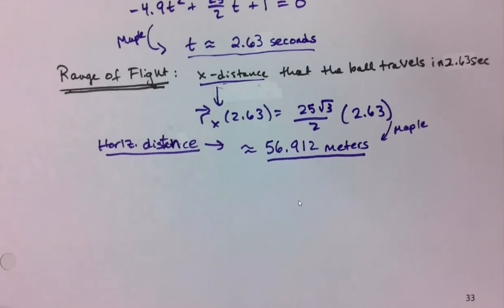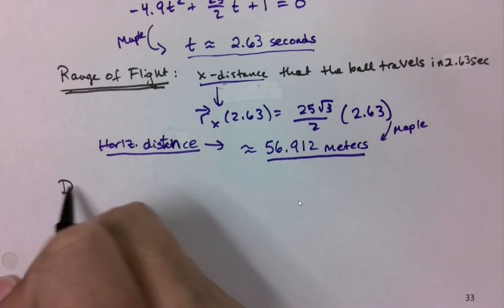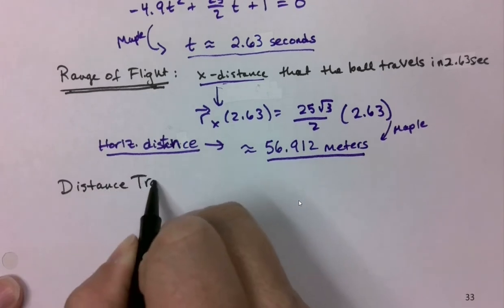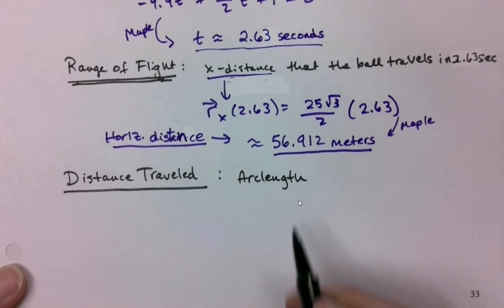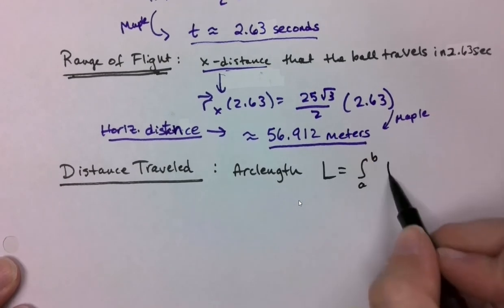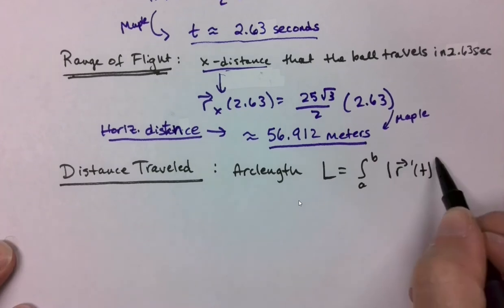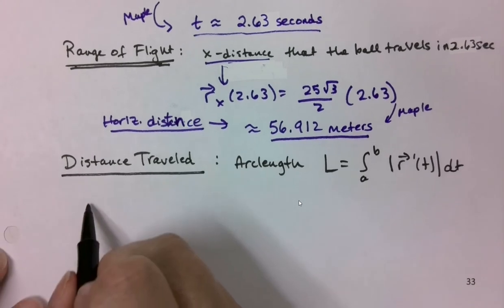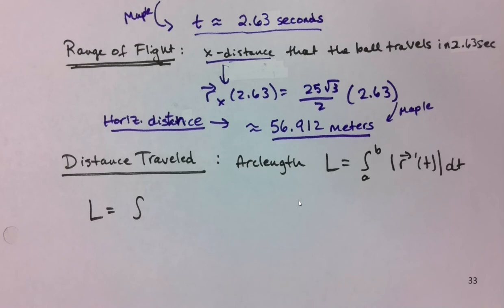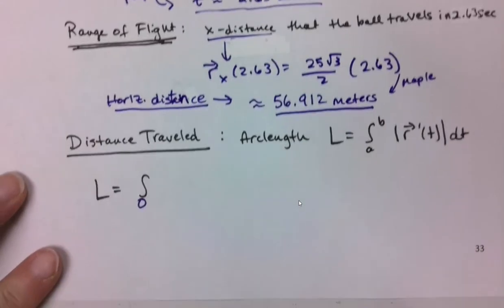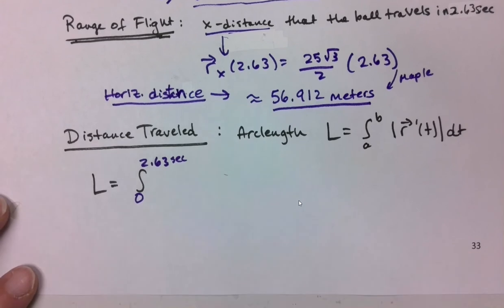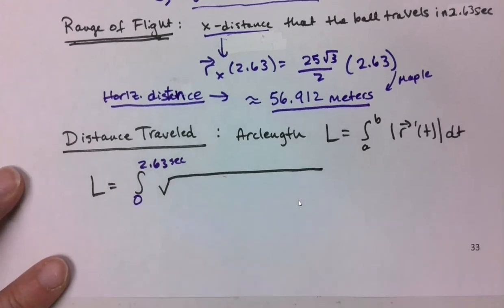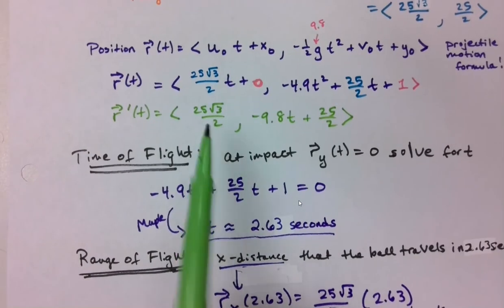All right, now what about the total distance traveled in terms of arc length? Well, that would be the arc length, which is L, which is the integral from A to B of the magnitude of the derivative with respect to time. Okay, so L is equal to... All right, now what about our limits of integration? Well, we already figured out that it goes from 0 when you hit the ball to 2.63 seconds. Right, there's our time frames. And we know that it's magnitude, so we're going to take a big square root. And then we already found the derivative right here, the derivative of the position vector.